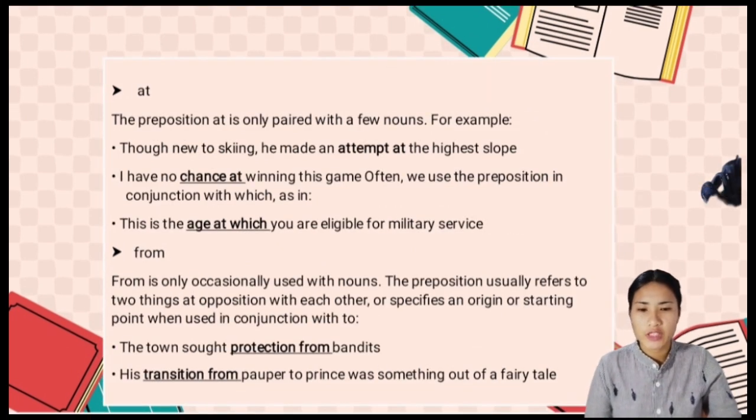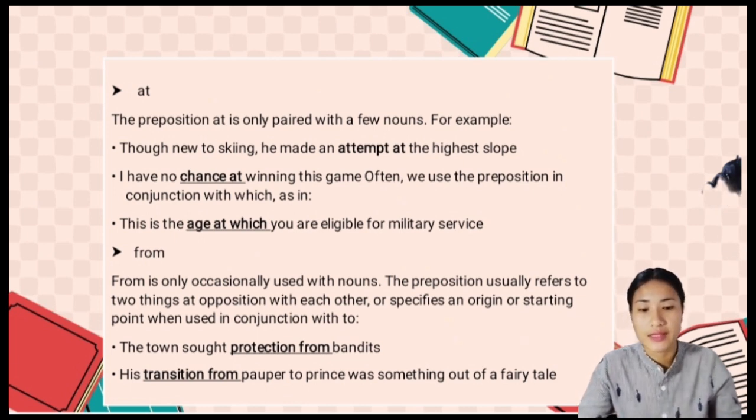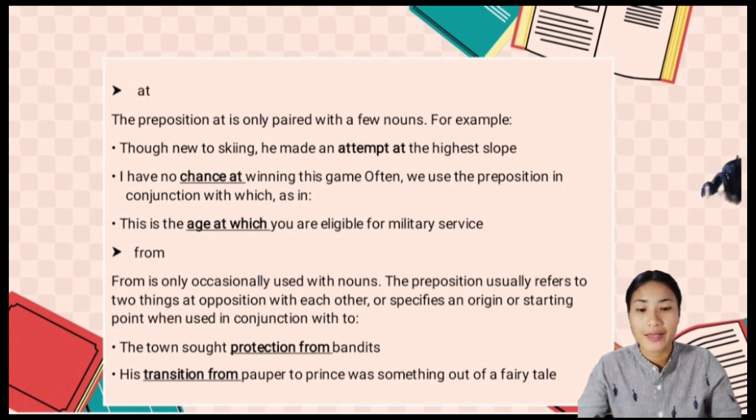So let's see the explanation about prepositions at, from, and between. The preposition at is only paired with a few nouns. So let's look at the examples. Though new to skiing, he made an attempt at the highest slope. And then, I have no chance at winning this game often. We also use the preposition in conjunction with which, as in: this is the age at which you are eligible for military service.